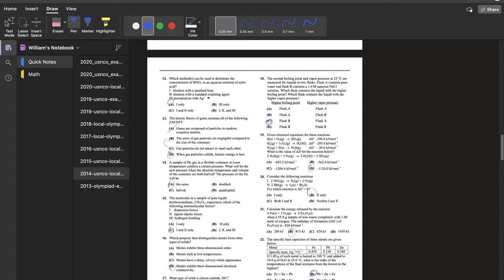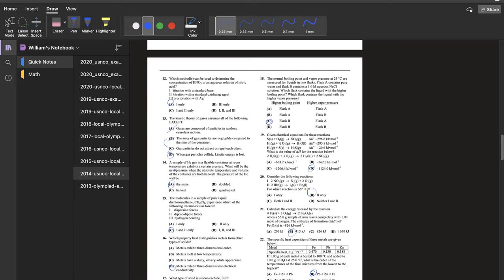Because if you think about it, the implication of gas particles colliding and kinetic energy being lost is that eventually the gas particles just stop moving, because you can't move if you don't have kinetic energy. So that's why it'd be wrong, so you'd pick it.